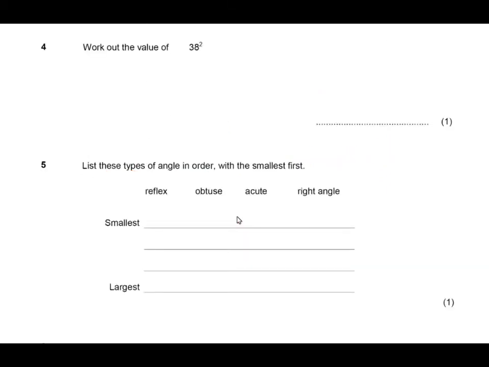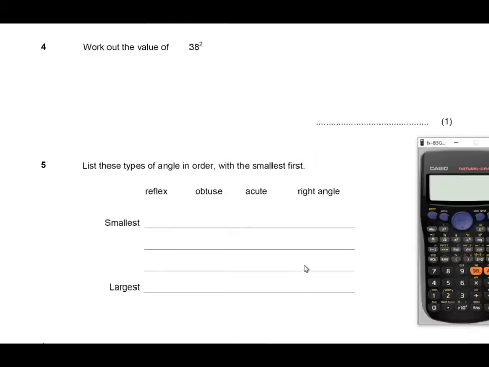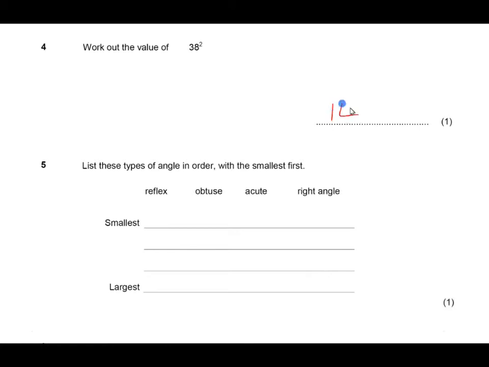Question 4, work out the value of 38 squared. So we're allowed to use our calculator, so we just put in the value 38 and we press the square button. Press equals and it gives you your answer. That's 1,444.